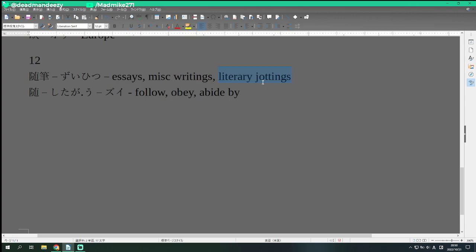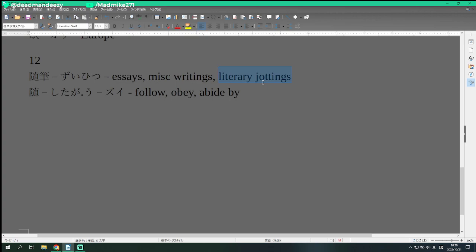This one's probably going to have to be rote memorization. Zui hitsu is abiding by one's writings, meaning miscellaneous jottings or essays.